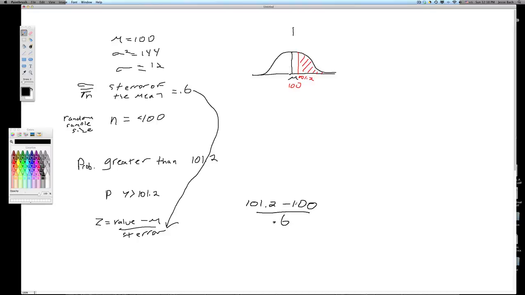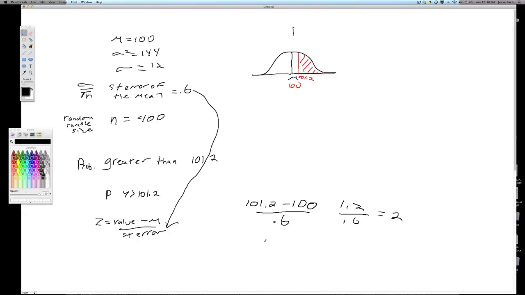It's incredibly important that you know when to use the standard error of the mean versus the standard deviation. Standard deviation you use on a population. Standard error of the mean is when you work with samples. So what do we got? This gives me 1.2 over 0.6, which gives me 2.